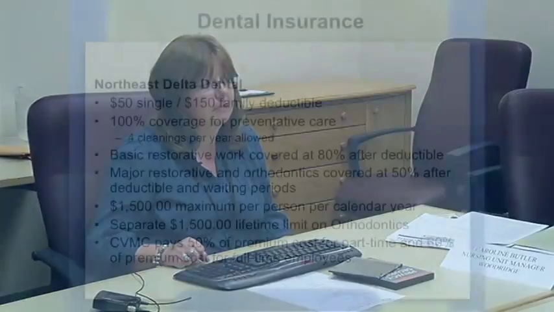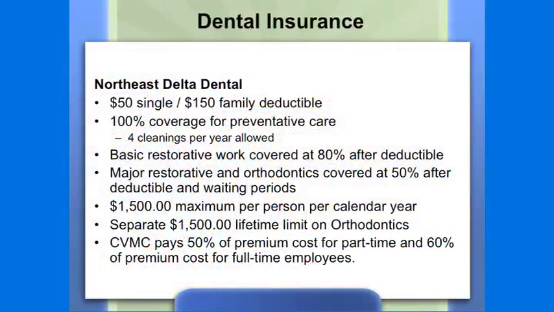Okay? The dental insurance is provided by Northeast Delta Dental. It's a $50 deductible for a single plan, $150 deductible for a family plan, 100% coverage for preventative care, and they do allow up to 4 cleanings per year. Basic restorative work is covered at 80% after the deductible. Major restorative and orthodontia is covered at 50% after the deductible and waiting periods. The plan has a $1,500 maximum per person per calendar year and a separate $1,500 lifetime limit on orthodontics.